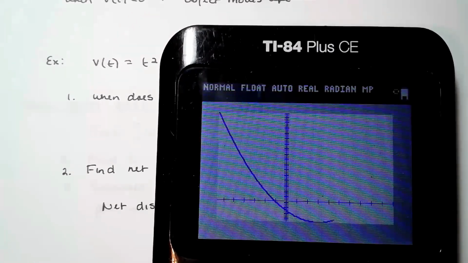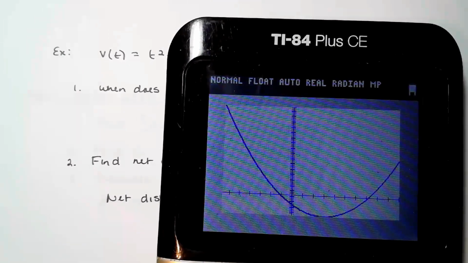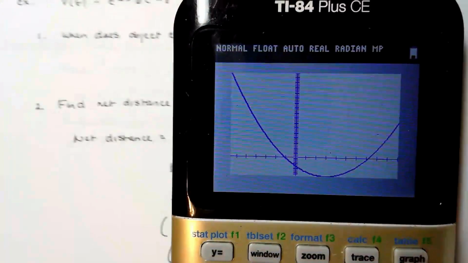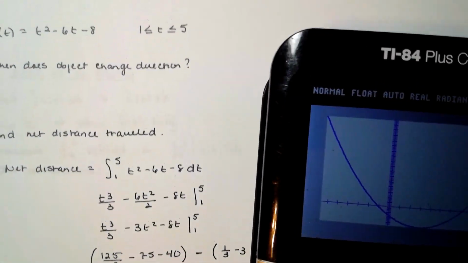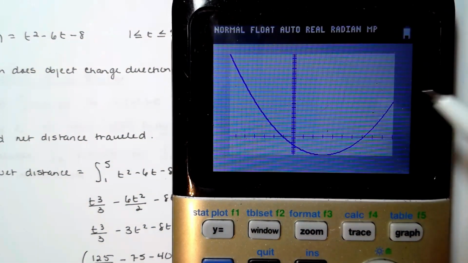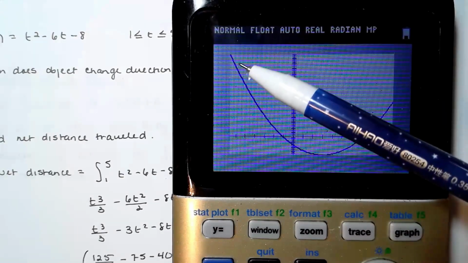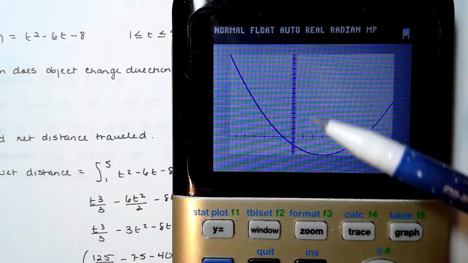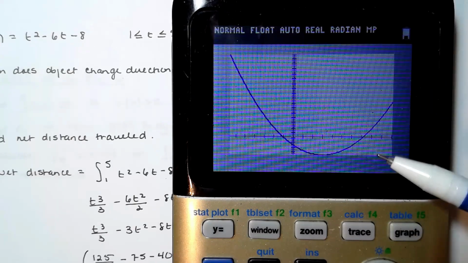Now remember, you need to see the whole function and its intercepts over the interval that you're dealing with. So our interval here was from 1 to 5, right? That's what was given in the problem, 1 to 5. So anyway, what I can see by graphing this velocity function is the velocity is positive from, say, negative infinity to whatever that intercept is. It's negative from this intercept to this intercept, and then it goes positive again.